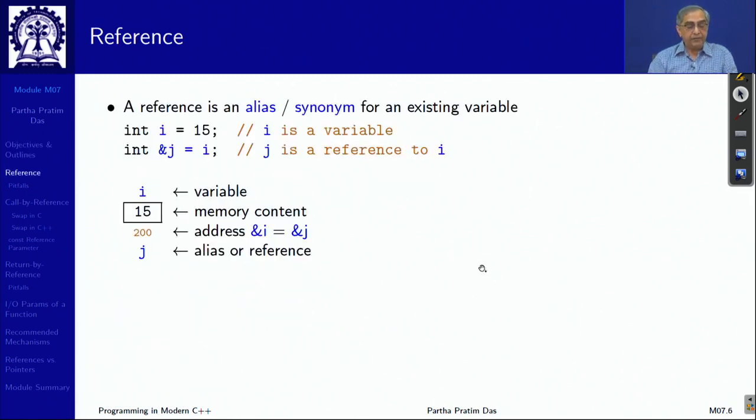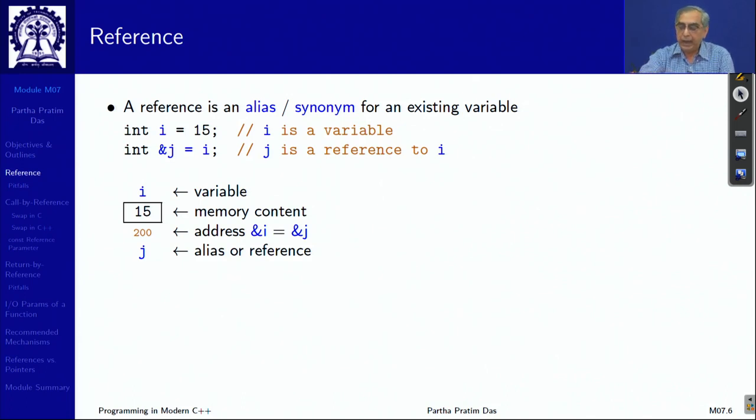So, what is a reference variable? A reference variable is like an alias or a synonym. Most of us have some name and we have some pet name, right. Say my name is Partha Pratim Das, my pet name, which most of my colleagues and students call me, is PPD. So, PPD is an alias of my name, right. So, this is another identity.